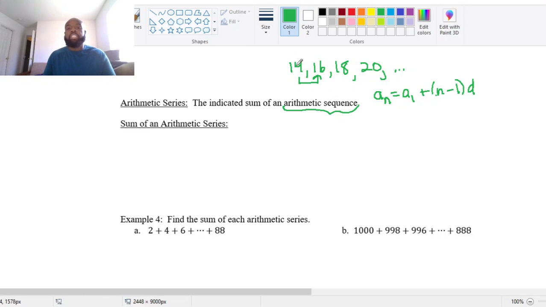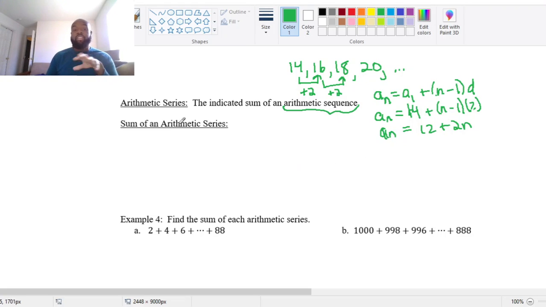So if I do 16 minus 14, I get a positive 2. If I do 18 minus 16, I get positive 2. And so that d would be positive 2. And so we could use that formula there to get our general term. And we ended up with 12 plus 2n as our general term there, right? And so that was our arithmetic sequence.